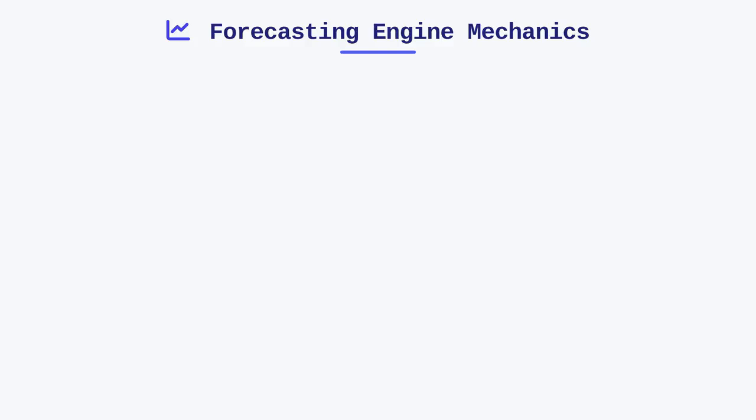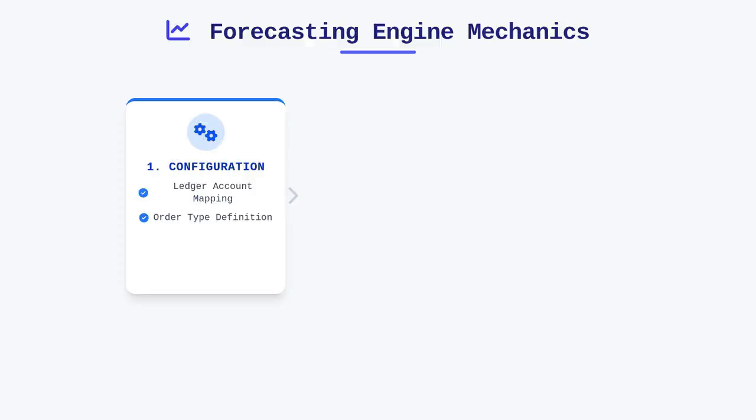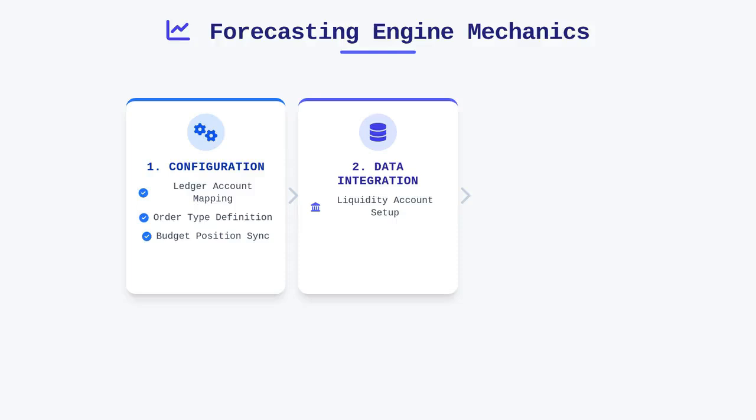The mechanics behind this forecasting engine require a careful configuration of the cash and bank management module. You must define the source of the data, which involves mapping ledger accounts, order types, and budget positions to the forecasting matrix. When you configure a liquidity account, for example, you're essentially telling the system which bank accounts and general ledger accounts should be included in the total cash position.